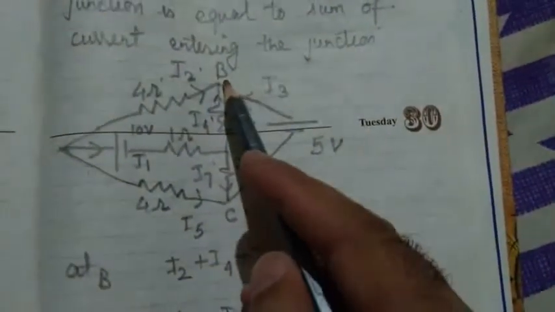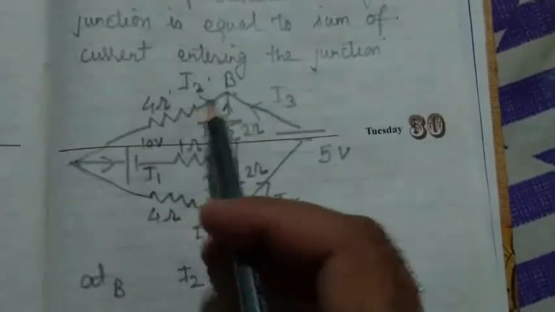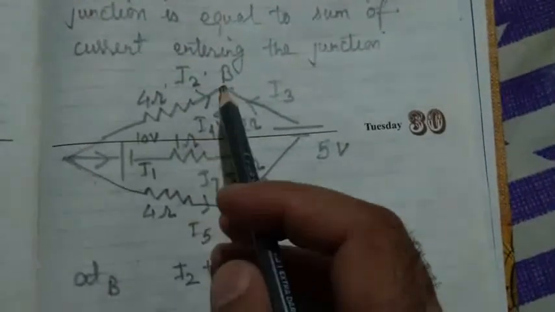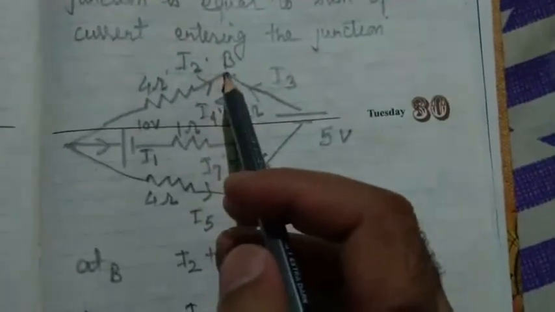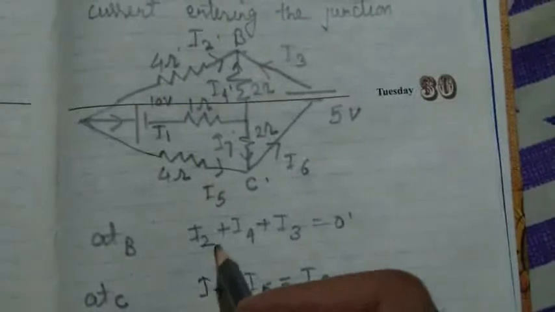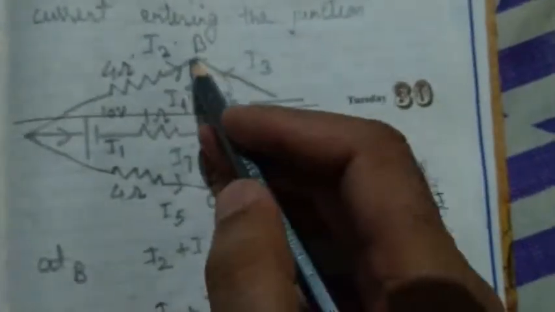So I have written it here. Suppose I am taking this junction. Suppose the current coming towards B is I2 from here, I4 from here, and I3 from here. So we have 3 currents which are coming towards this junction. I have added all of them. Now the currents that are leaving. No current is going away from this junction. All the currents are coming towards this junction. No current is leaving, so the leaving current is 0 and the entering current is this much. So this is how we will write it.